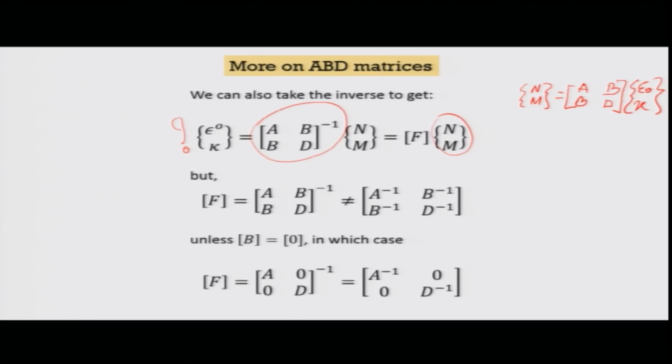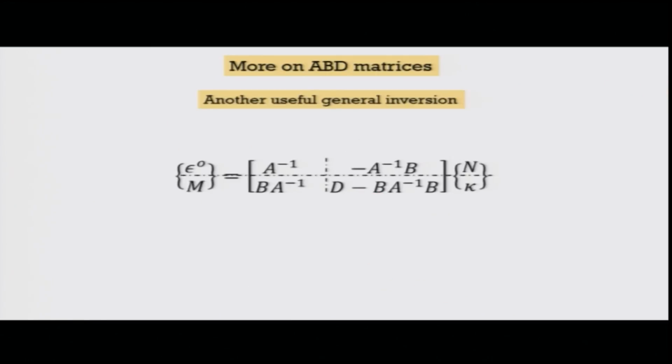So, its inverse is not equal to the inverse of each one of them, unless B equals 0. So, we need to actually find out what it will be. If B equals 0, then of course, this becomes A inverse and D inverse. Otherwise, we need to find out the inverse, and we need to find out the new A bar, B bar, C bar, D bar matrix, etc.